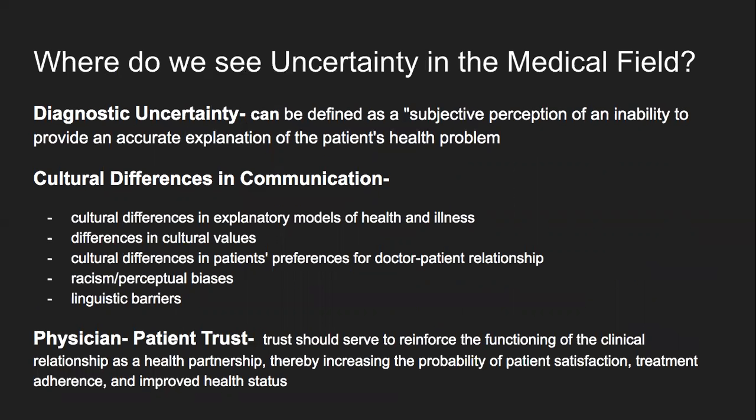So where do we see uncertainty in the medical field? There's something called diagnostic uncertainty, which can be defined as a subjective perception of an inability to provide an accurate explanation of the patient's health problem. We also see uncertainty in the medical field through cultural differences in communication, cultural differences in explanatory models of health and illness, differences in cultural values, cultural differences in patients' preferences for doctor-patient relationships, racism and perceptual biases, and linguistic barriers. We also see uncertainty with physician and patient trust.